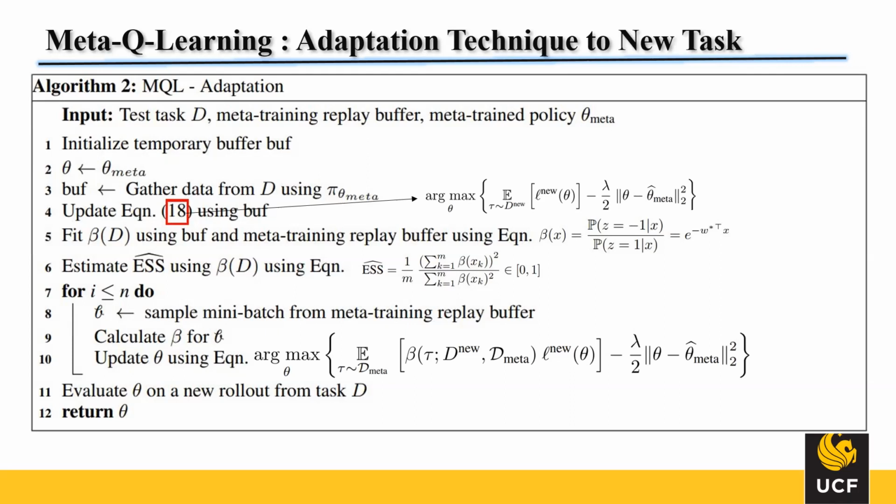And when we have the beta and ESS in our hand, we can do the adaptation through the propensity estimation or the importance weighting. This importance weighting actually reweighs the transitions, or reweighs the effect of the new task on the new learning. And the penalty term is always there, and it makes sure that theta is very close to theta meta. And when this algorithm converges, we evaluate theta on our new rollout tasks, that is T.